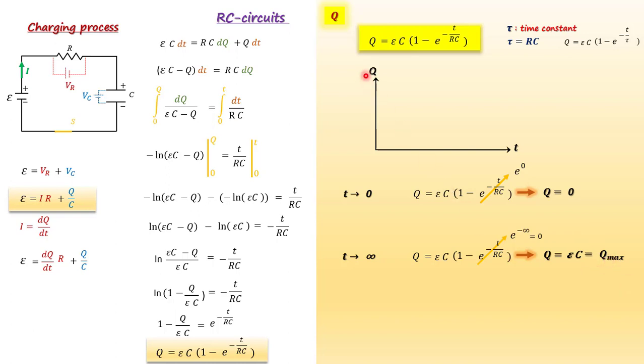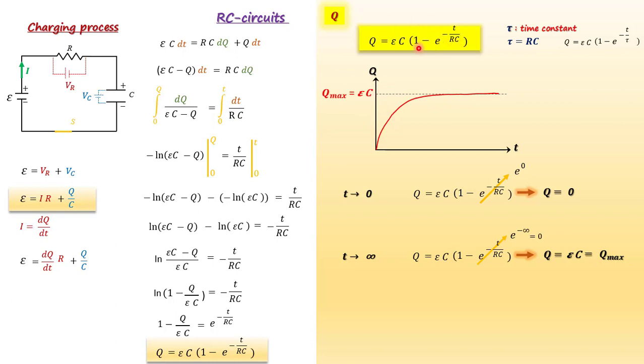Now, when you plot charge as a function of time, you see there is an increase. So we start at 0 and we end up at the maximum value. But this increase is exponential. It's not linear. So we start from 0, at time t equal to 0 there is no charge. Then it increases exponentially and saturates at some time later. So this charge here is the maximum charge, or epsilon times C.